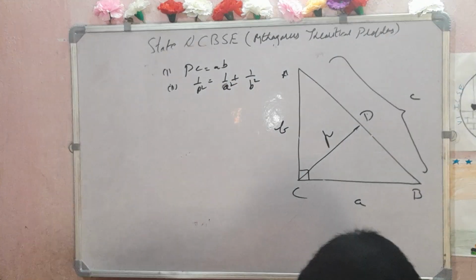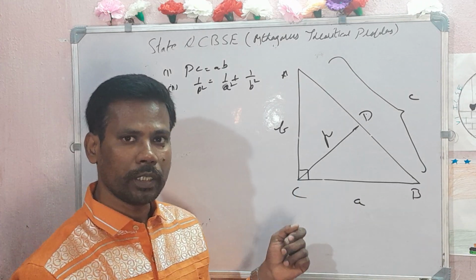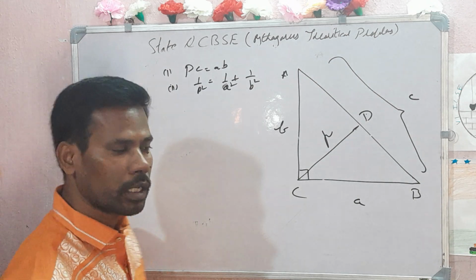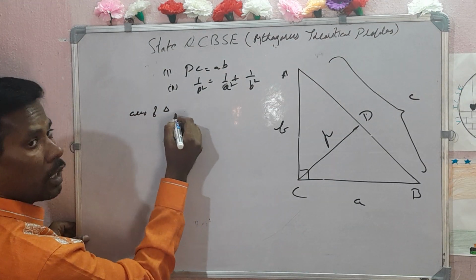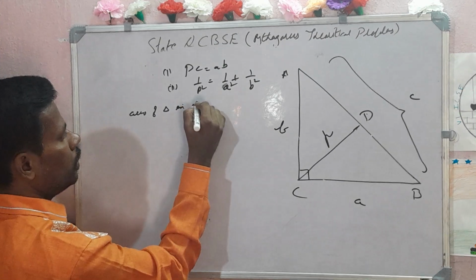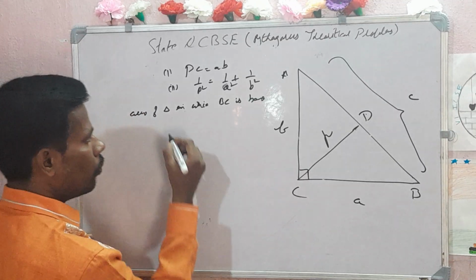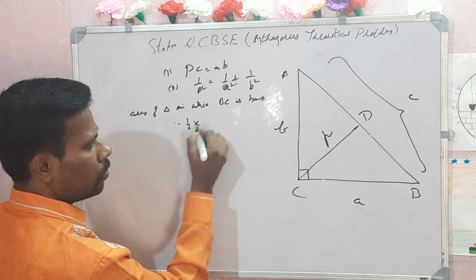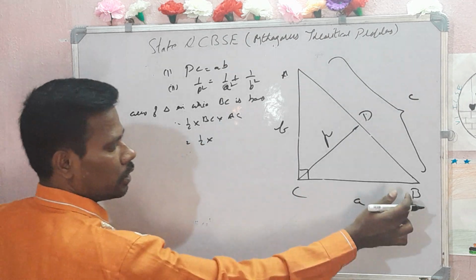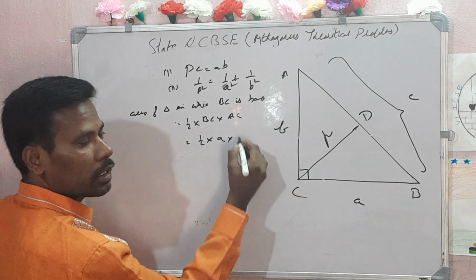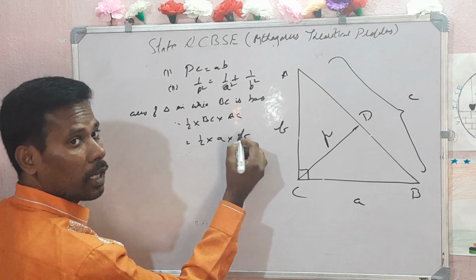So apply the area of triangle formula. What is the area of a triangle? Half into base into height. For this right angle triangle, area of triangle ABC in which BC is the base, the formula is half into base into height, AC. Half into base is nothing but a, into height is nothing but b. So leave it until here.